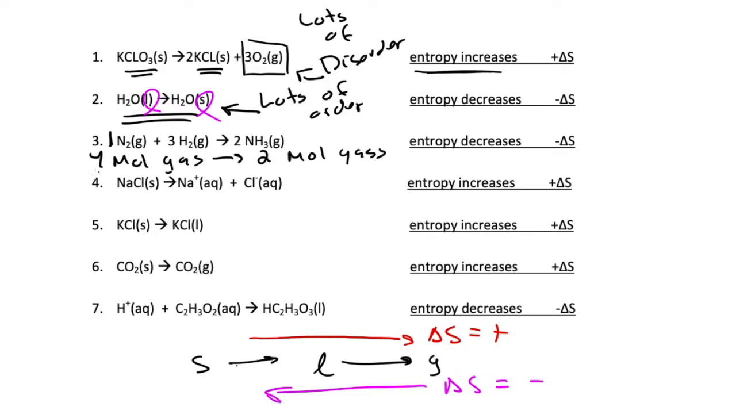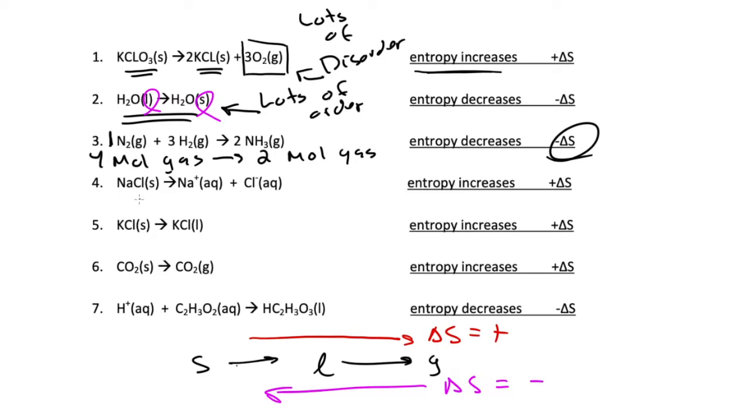So you go from 4 moles of gas, and gases are a lot of disorder. I have a lot of disorder, and now I don't have as much disorder. I've got more order over here. And so delta S will decrease. I went from lots of things going in crazy directions to fewer things going in crazy directions.